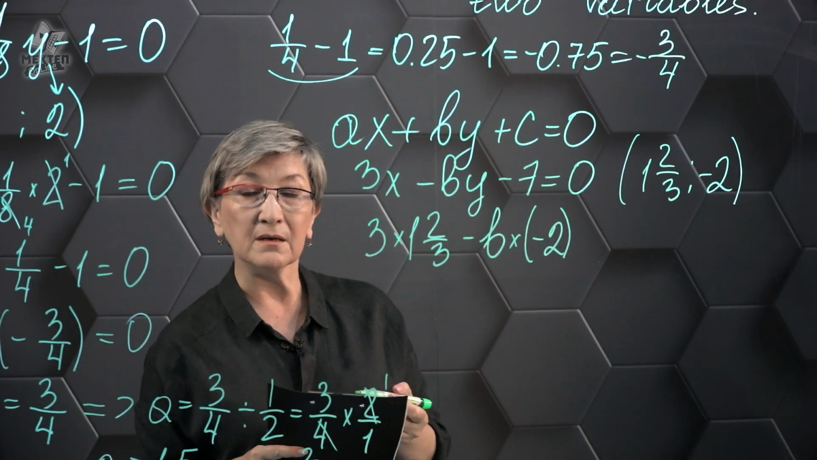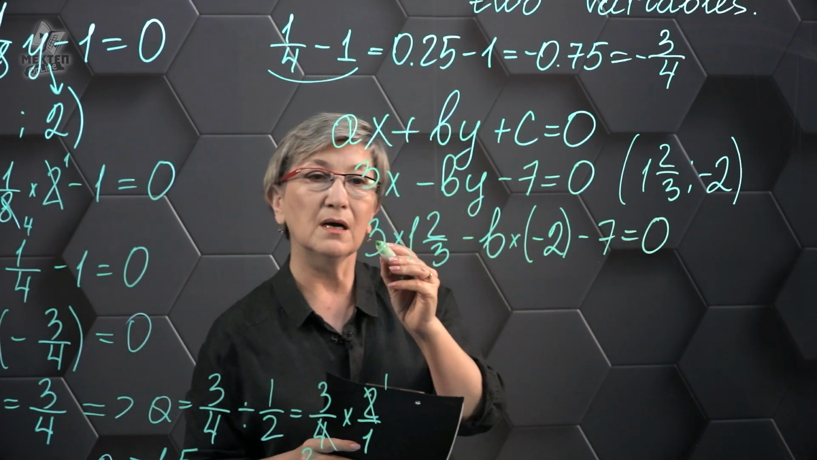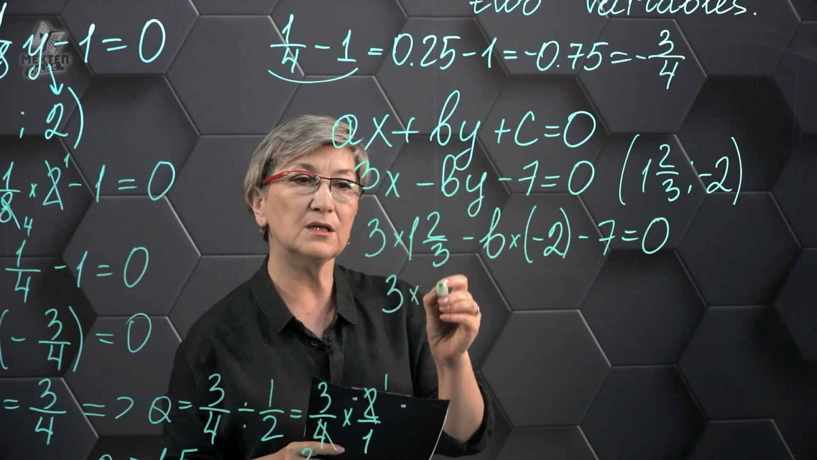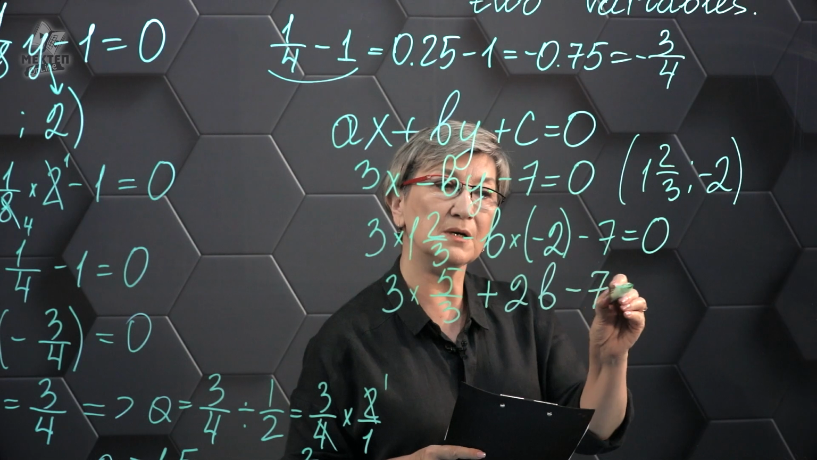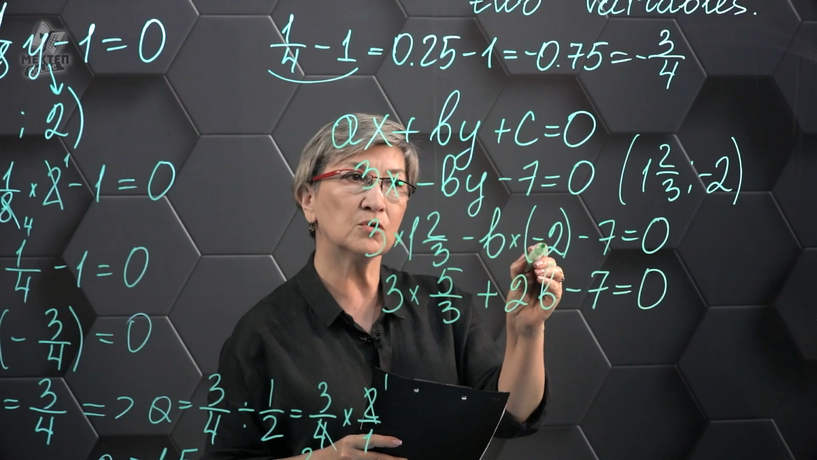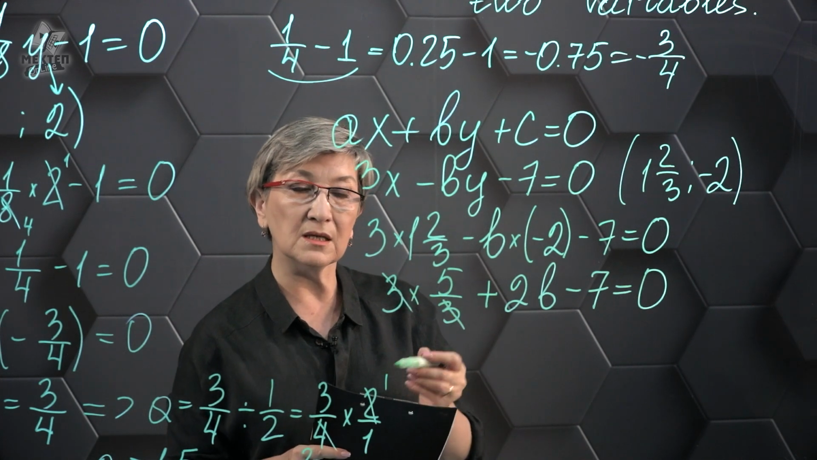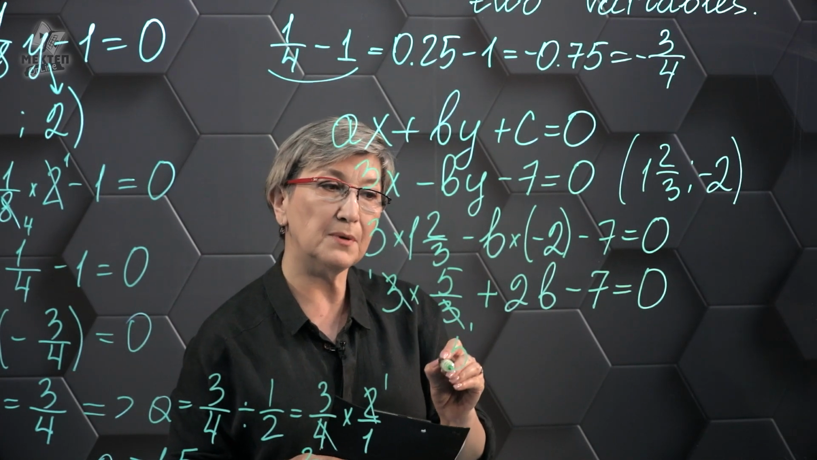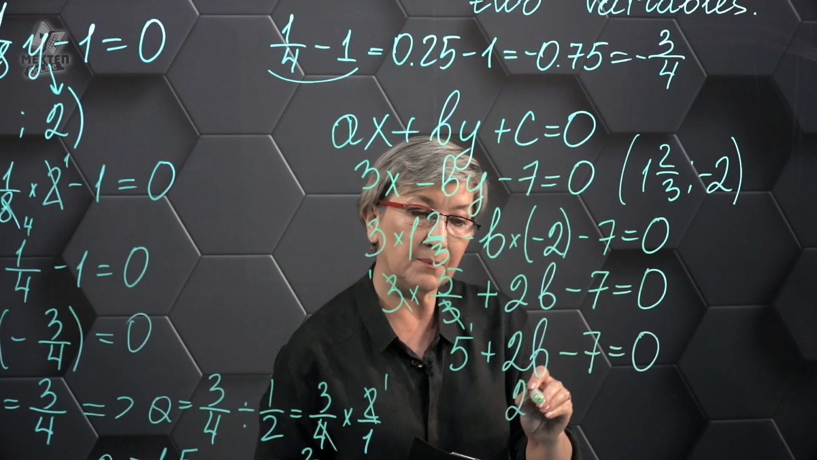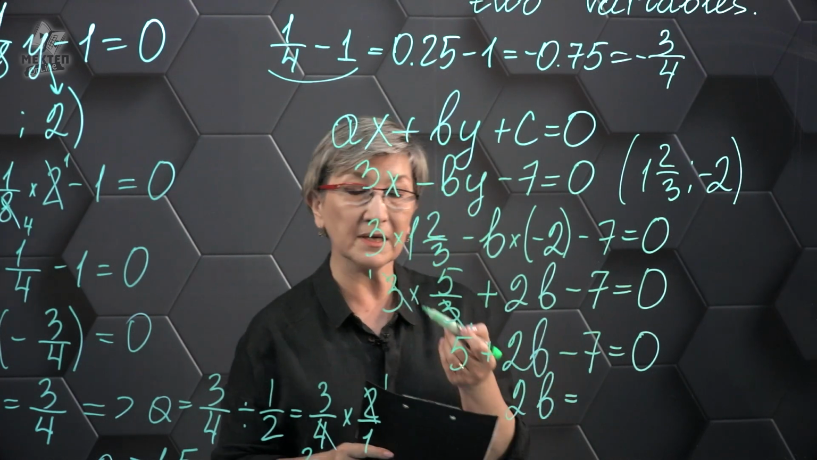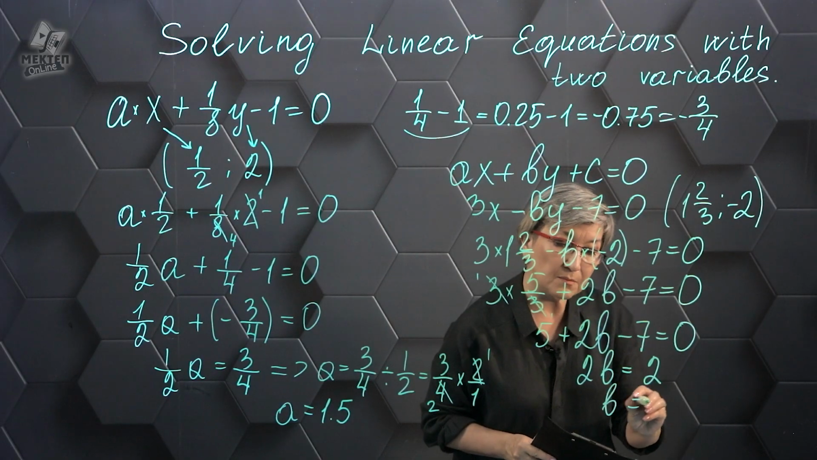Be careful with the signs of the numbers you substitute. Minus 7 equals 0. Now, 3 times 1 whole 2/3 is 3 times 5/3 plus 2b minus 7 equals 0. Minus b times minus 2 gives plus 2b. 3 and 3 I can divide by 3. That leaves 5 plus 2b minus 7 equals 0. And then 2b equals 5 minus 7, that's minus 2. We move the minus 2 to the right side, and that's 2. And as a result, b equals 1.